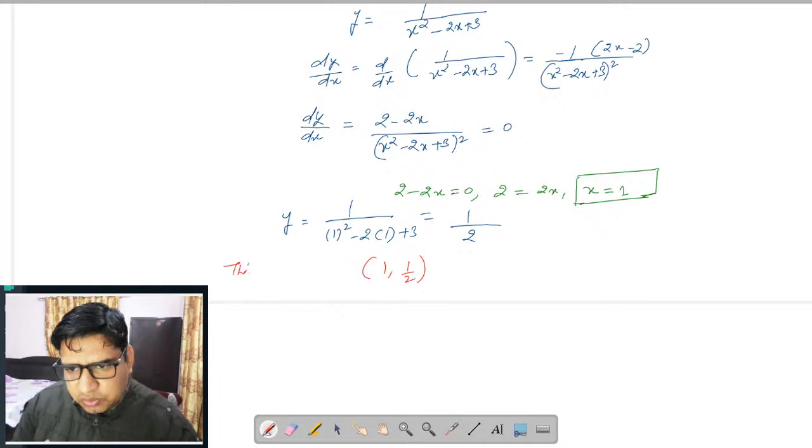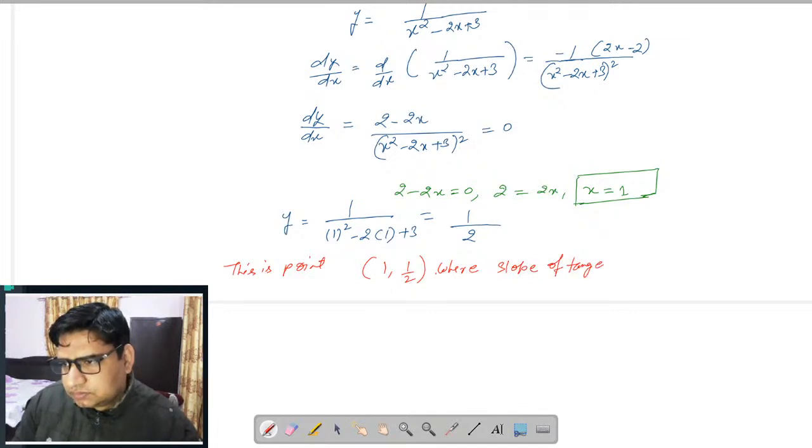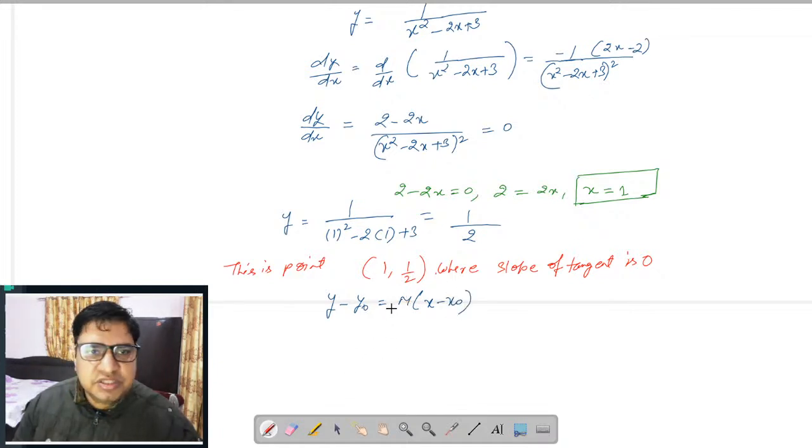We'll simply write, this is the required point where the slope of the tangent is 0. And we'll use that, and we'll simply write down the equation, y minus y naught is equal to m times (x minus x naught). So guys, as you can see here, m is 0. The slope is given to us, which is 0, and x minus x naught multiplied by 0 will be 0 only.